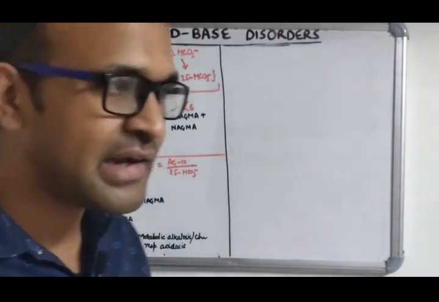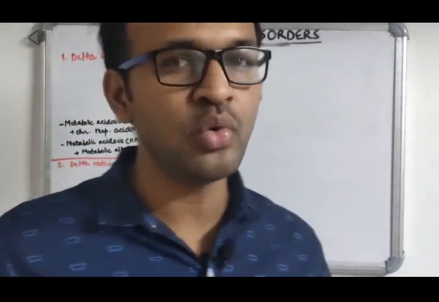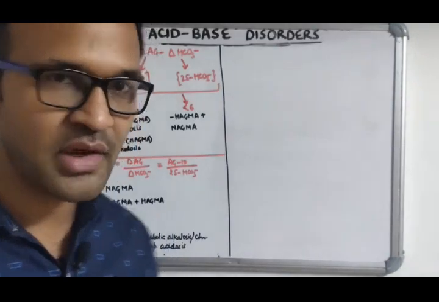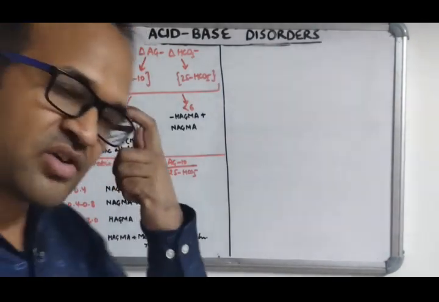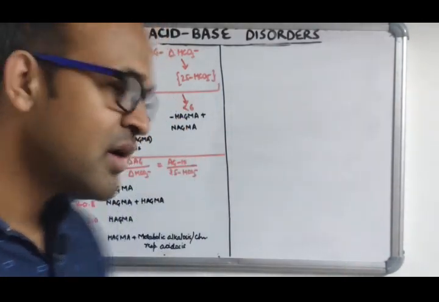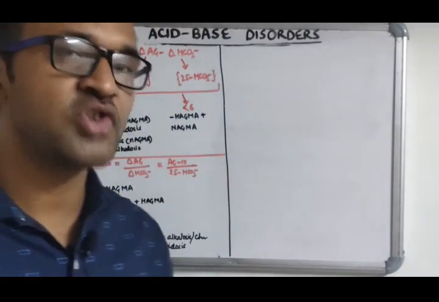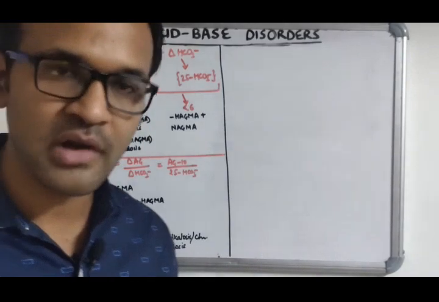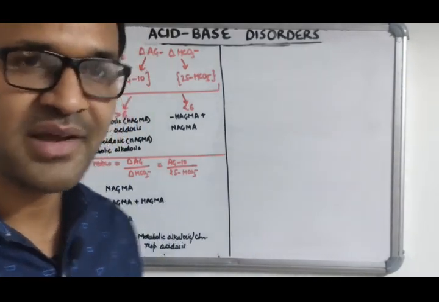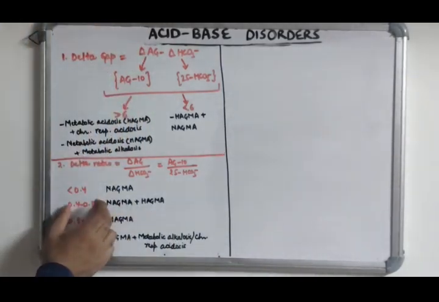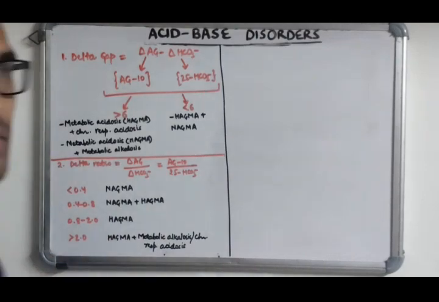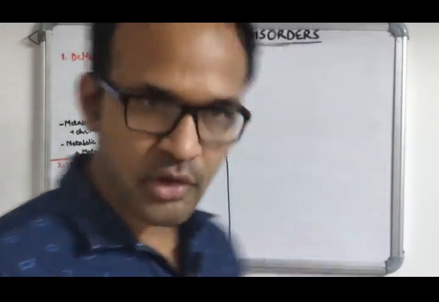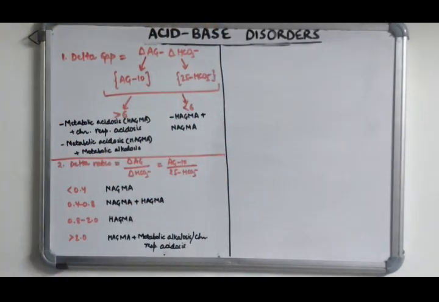Like in a patient of diabetic ketoacidosis, this ratio is usually equal to 1, and in a patient of lactic acidosis, this is usually 1.6. Okay, so remember, in high anion gap metabolic acidosis, you have close to 1. In normal anion gap metabolic acidosis, it is close to 0. And if it is more than 2, you are dealing with either concomitant metabolic alkalosis or chronic respiratory acidosis. And if it is 0.4 to 0.8, that means both normal anion gap metabolic acidosis plus high anion gap metabolic acidosis. Okay, so this is one thing.